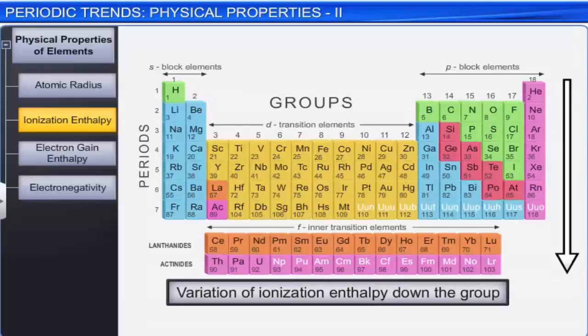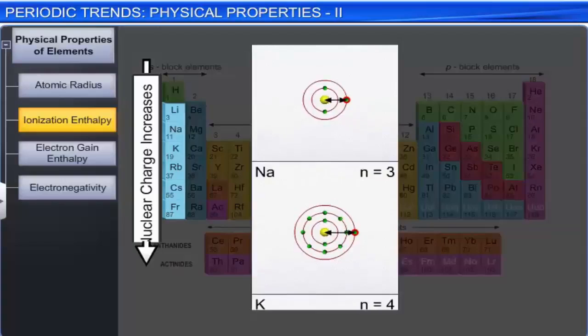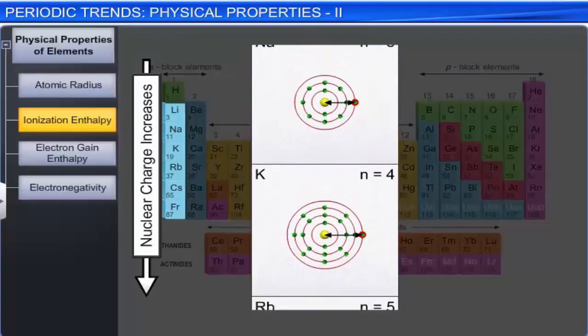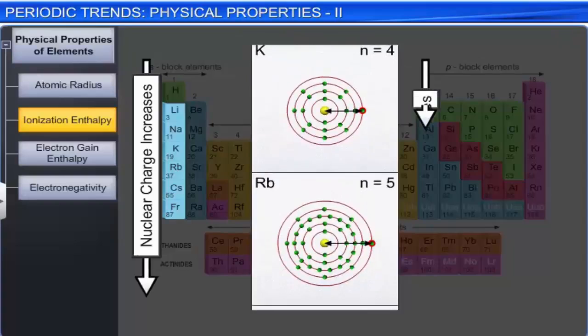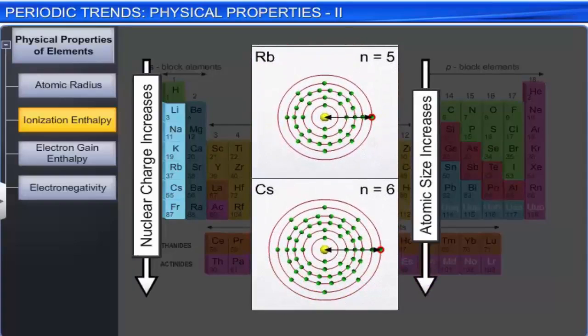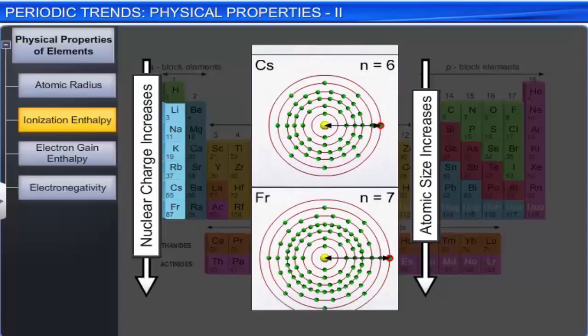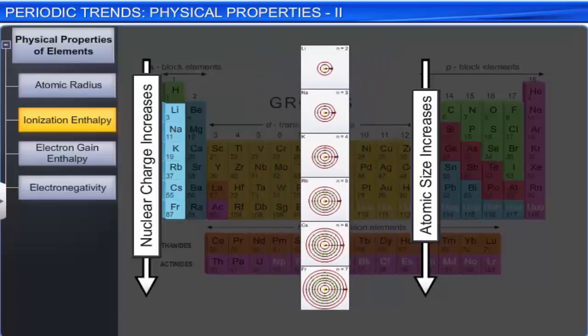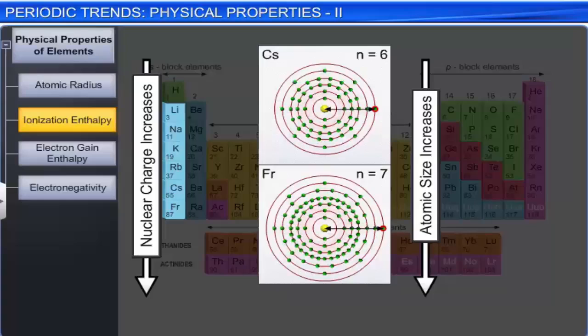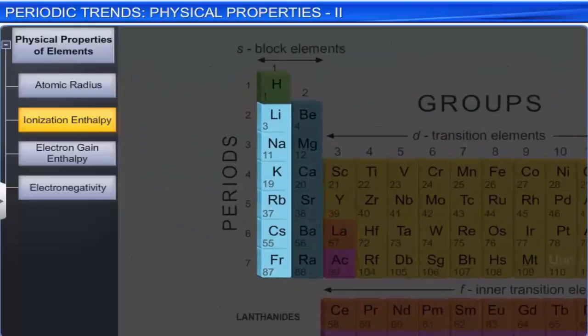Let's now discuss the variation of ionization enthalpy down the group. As we go down a group, although the nuclear charge increases, the size of an atom and the shielding effect also increases with the increase in the number of shells. Due to this, the nuclear attraction on the outermost electron is decreased. Thus, removing such an electron requires less energy, and hence, ionization energy decreases down a group.